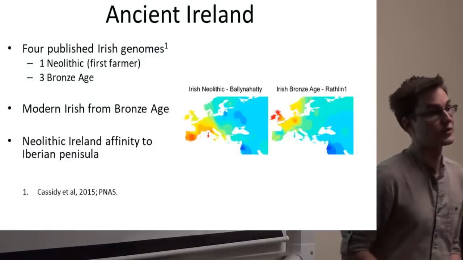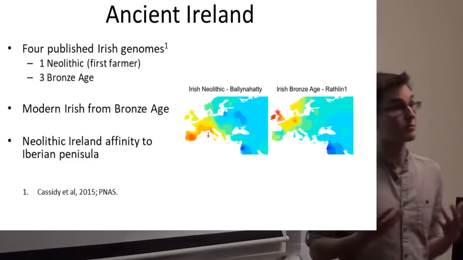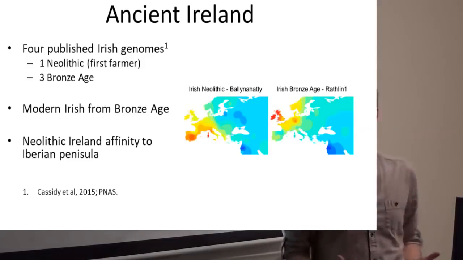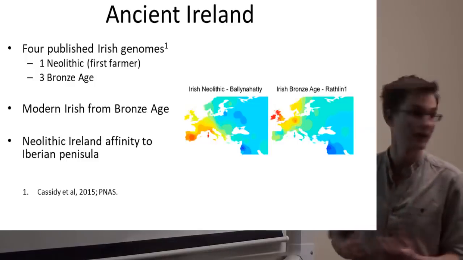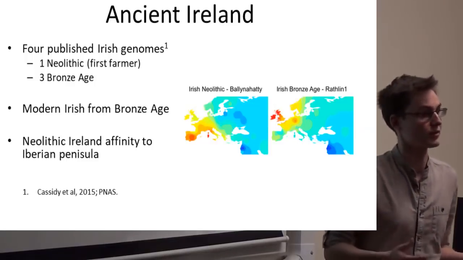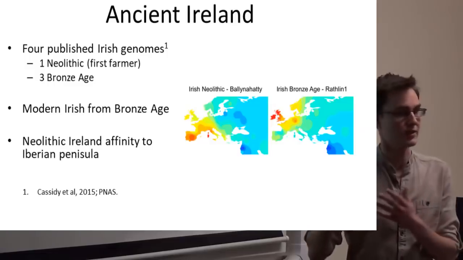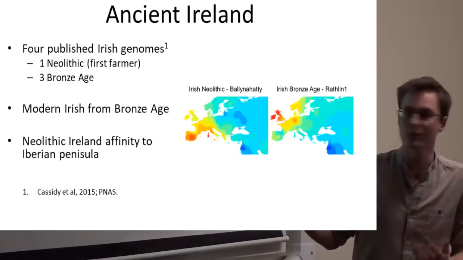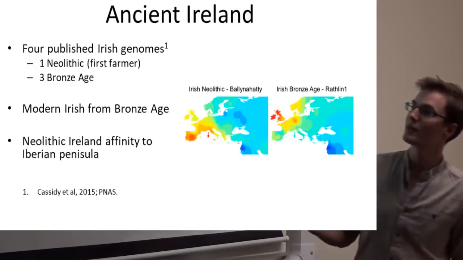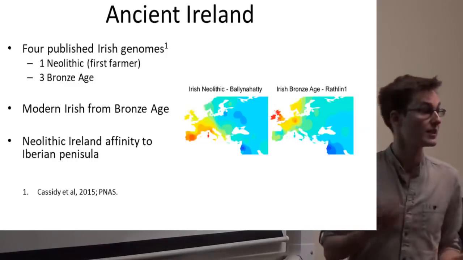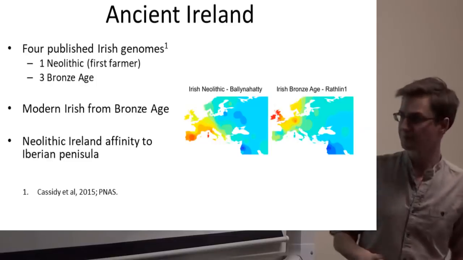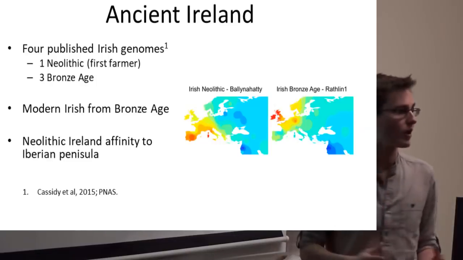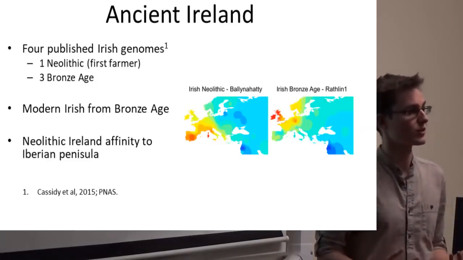Lastly, there's been work using ancient DNA. Ancient DNA has really exploded in the last 5 or 6 years, for a variety of different reasons. Suddenly we have hundreds of ancient genomes, whereas 20 years ago this was Jurassic Park kind of territory. At the moment there are 4 published Irish genomes: 1 Neolithic, which is the first farmers of Ireland, and 3 Bronze Age individuals. So we know that the modern Irish genome was established during the Bronze Age.